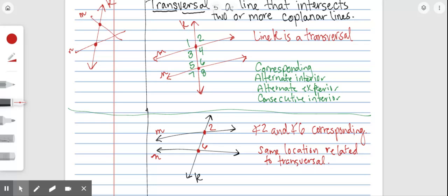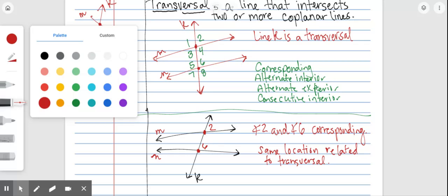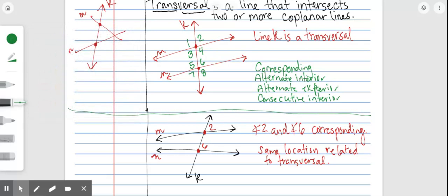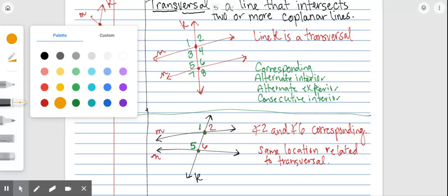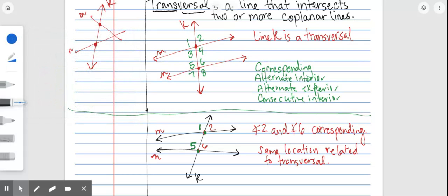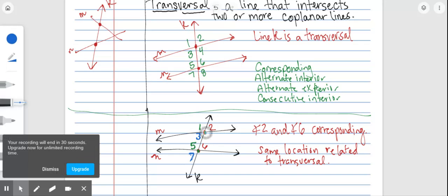Okay. So another pair of corresponding angles are angles 1 and 5, because angle 1 is in the top left-hand corner and angle 5 is in the top left-hand corner of that intersection. Here's another pair of corresponding angles, angle 3 and angle 7, because they're in corresponding corners. 3 is in the bottom left-hand corner, 7 is in the bottom left-hand corner.